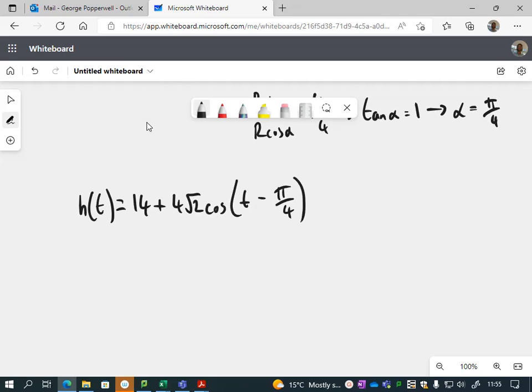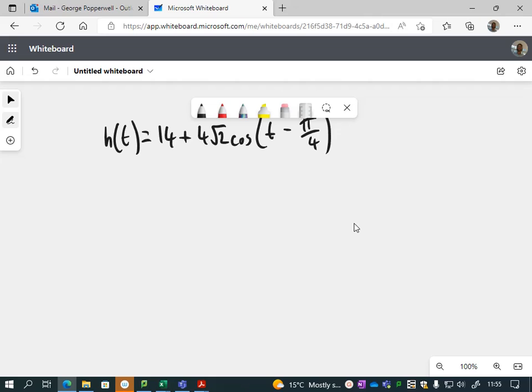Next bit, we're asked about the minimum and the maximum height of the buoy. Let's do the maximum first. So the maximum height of the buoy. Let's just consider cos(t minus pi over 4). What happens to that? If you look at the range of that, it bobs along between 1 and negative 1.